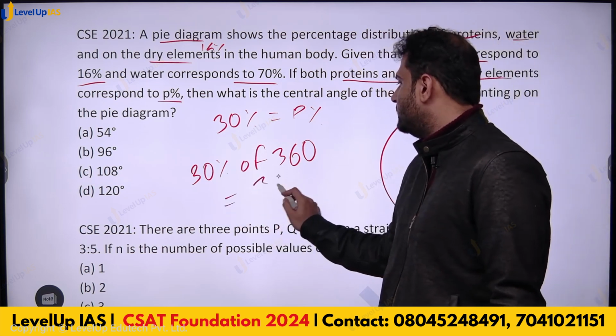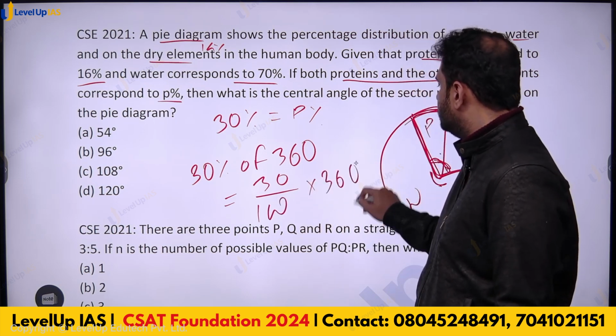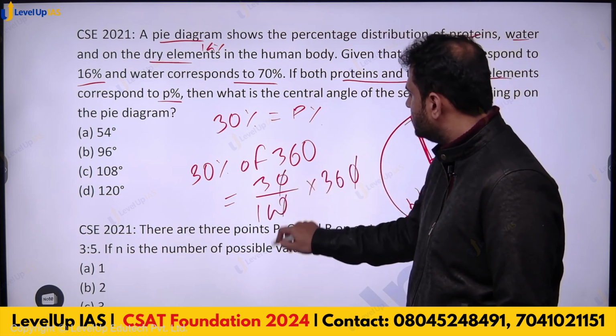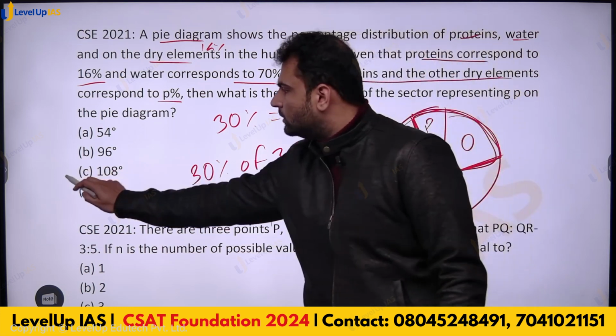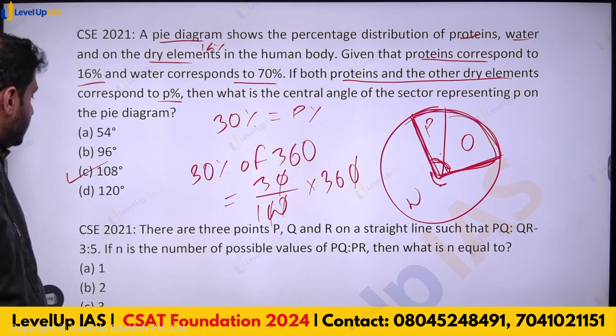Now this is 30 by 100 into 360, which is 36 into 3, 108. That would be the answer. Again, a very simple question.